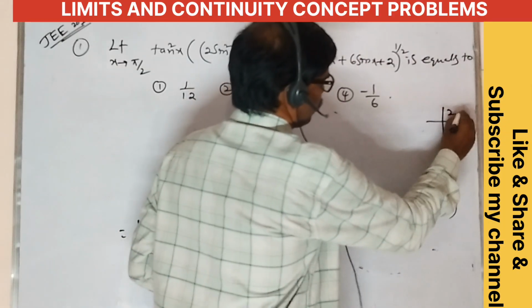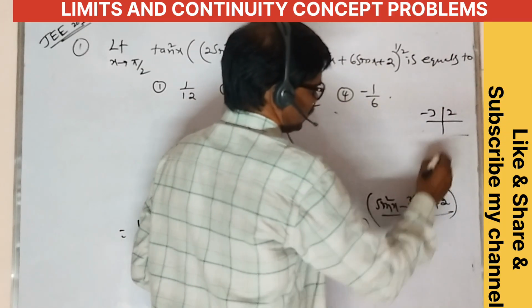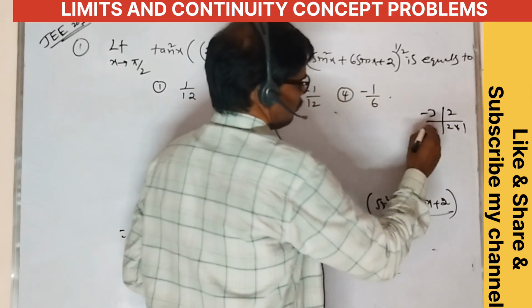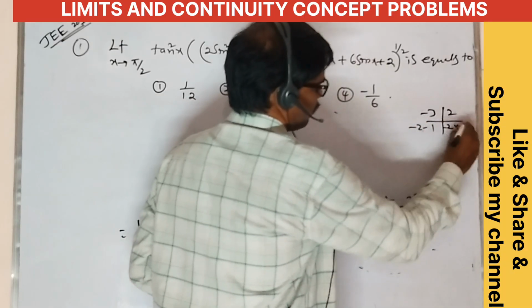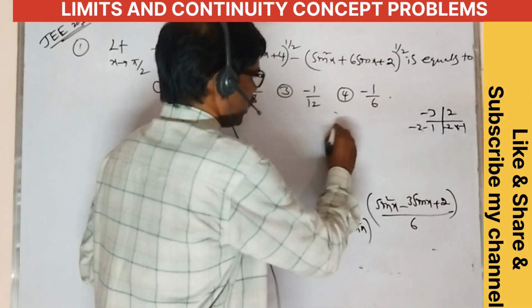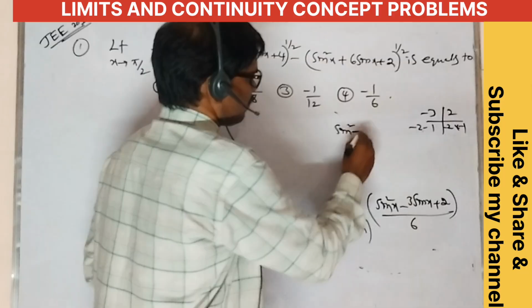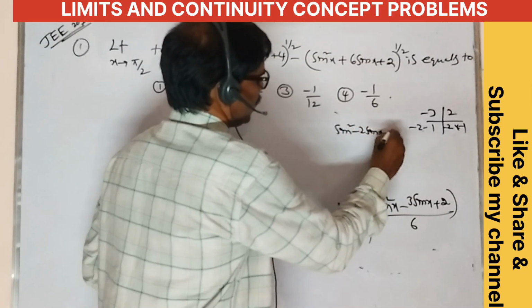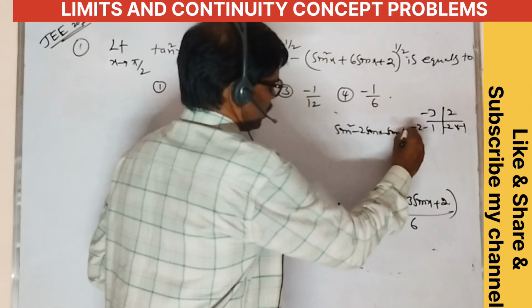1 into 2 is equal to 2. This is the minus 3 here. 2 into 1, this is minus 2 minus 1. Here also minus, here also minus. Okay, tally here. Sin square x minus 2 sin x, 2 sin x minus sin x plus 2.